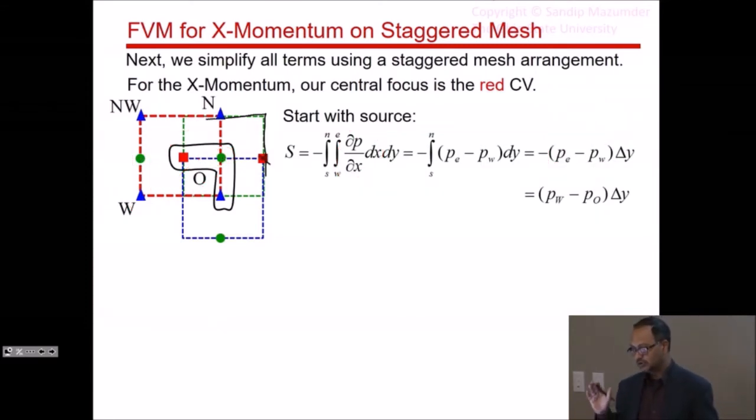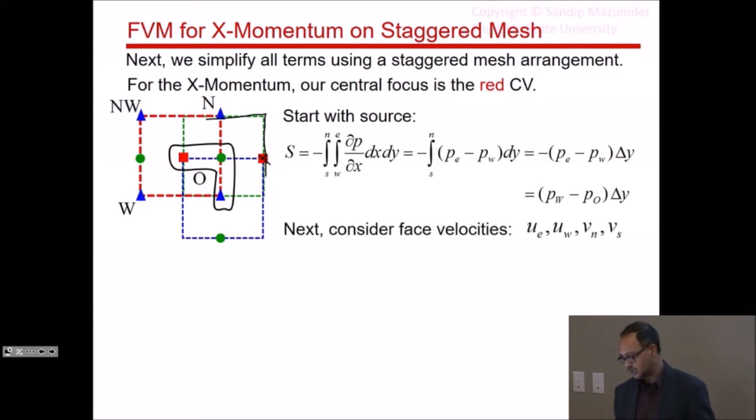So again, we are trying to conserve everything on the momentum control volume, which is the red control volume. We have figured out what to do with the source. Now we have to figure out what to do with the left-hand side of the equation. The left-hand side of the equation has quantities such as U east, U west, V north, V south, and so on. Now, if I look at the red control volume, I do not have U east, U west, V north, V south, and so on at the faces.